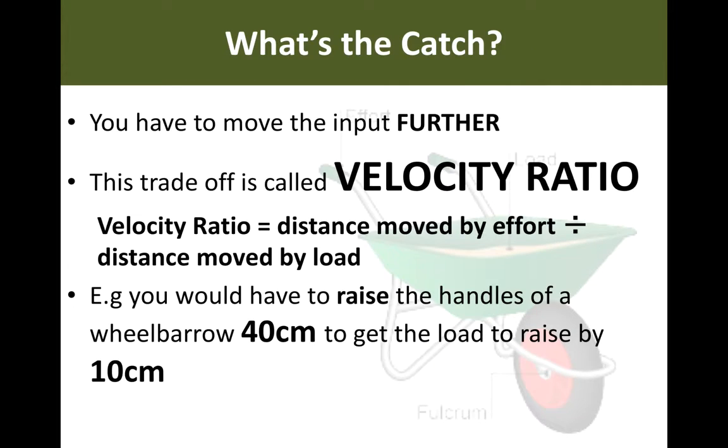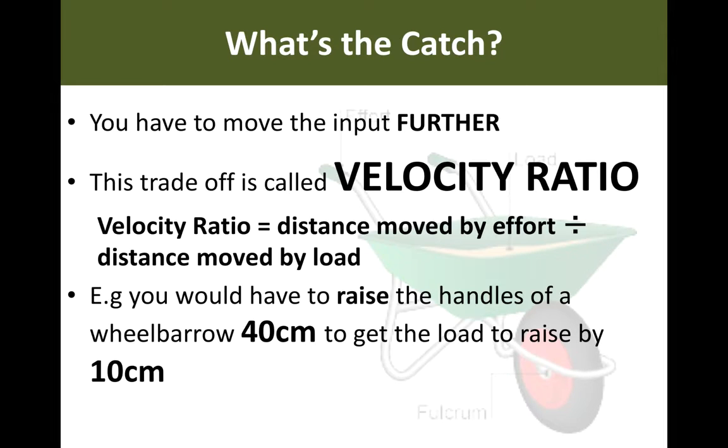lever. The catch, though, is you have to move the input further. Alright, and this trade-off is what we call the velocity ratio. And the velocity ratio is the distance moved by the effort divided by the distance moved by the load. So for example, if you were using a wheelbarrow, you could use that to lift up something quite heavy, but you'd have to raise the handle of the wheelbarrow, say 40 centimeters, to get the actual bucket part of the wheelbarrow to raise by 10 centimeters.